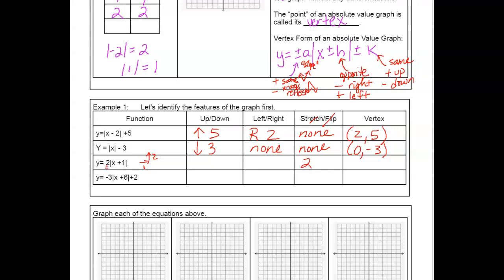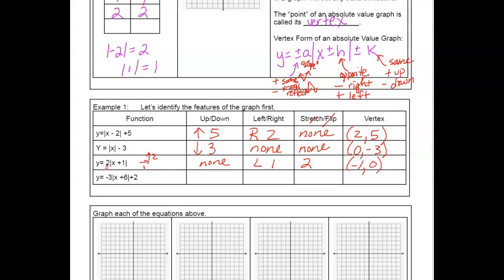There is no flip. The number inside is the opposite. So positives usually go to the right. So we're going to go to the left 1. So that means -1. And then there's no number at the end, so we don't go up or down. So we still stay at 0. Okay, is this making sense?